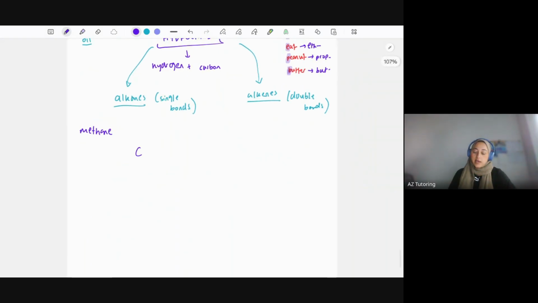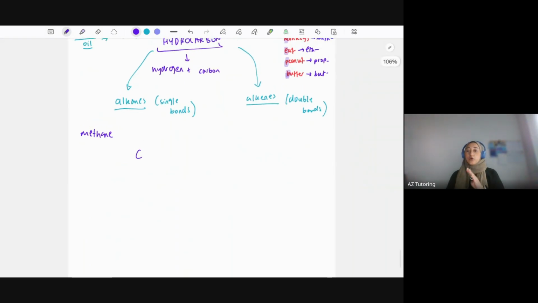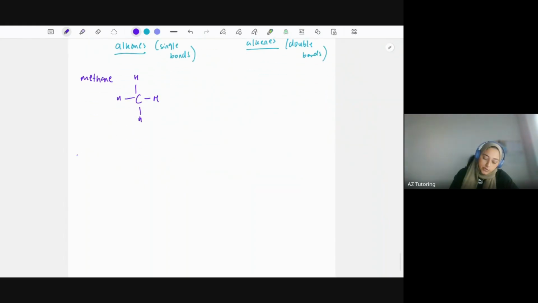So one carbon, and remember we said carbon can bond to 4 other things. Remember with diamond, because it's in group 4. So this just bonds to 4 hydrogens, and that's it. That's methane. The next one is ethane.